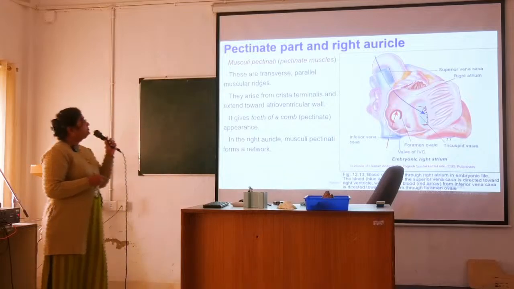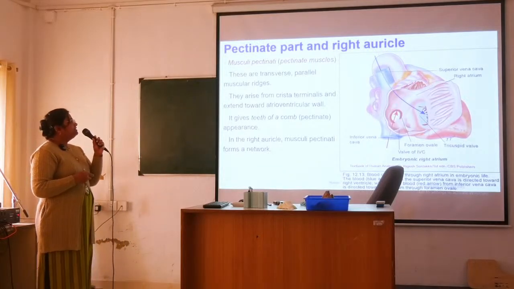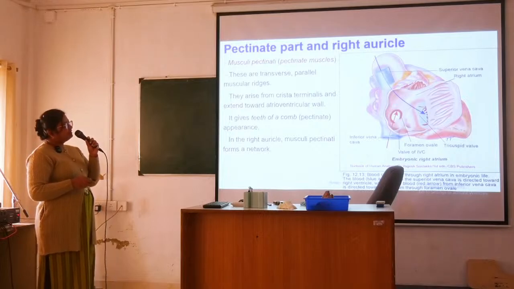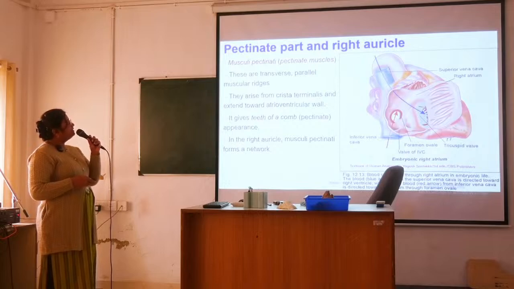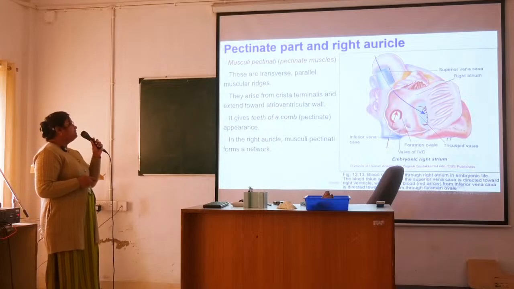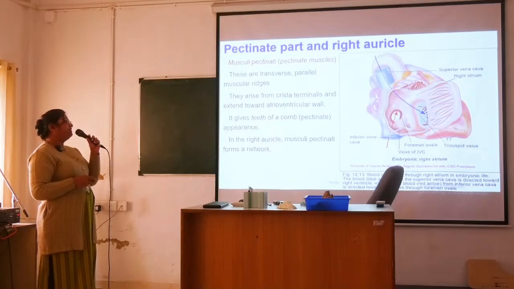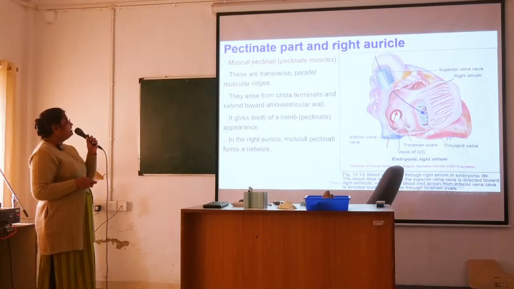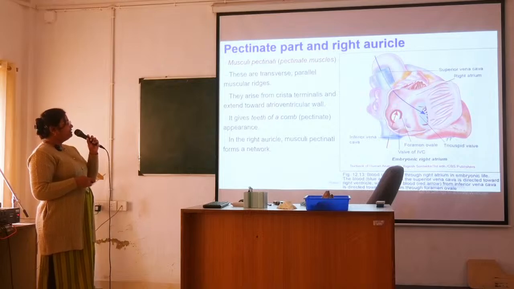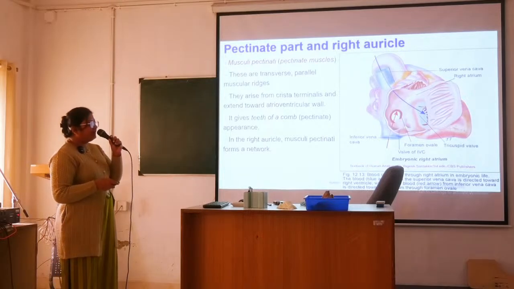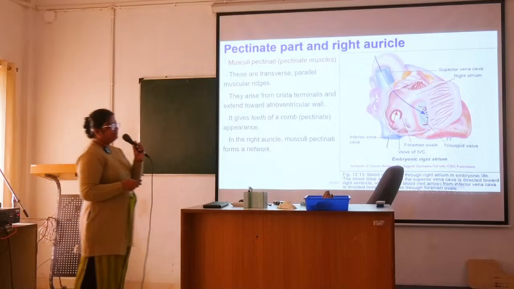Now, musculi pectinati or pectinate muscles. These are transverse parallel muscular ridges. See, these are the transverse parallel muscular ridges. They arise from the crista terminalis and extend toward the atrioventricular valve. It gives a teeth-of-a-comb or pectinate appearance. Okay, comb-like appearance. In the right auricle, musculi pectinati form a network. Within this right auricle, you can see there are also muscular ridges, and they form a network here. Here these are parallel to each other, but here they form a network.